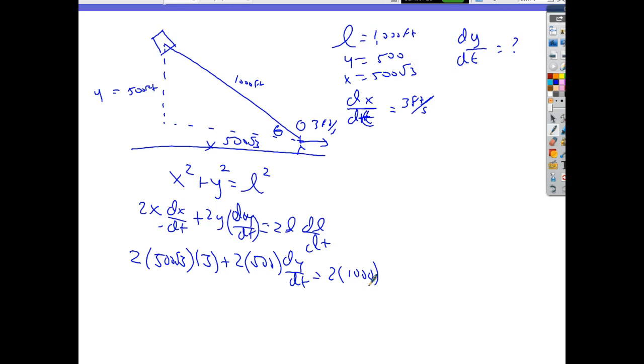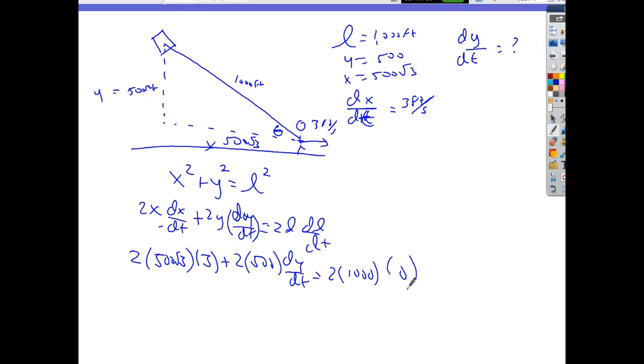The change in length divided by the change in time. How fast is the length changing? Not changing, so it's 0. The length of the rope, the string, is 1,000 and is not changing, right? Part of the stipulation of the problem.